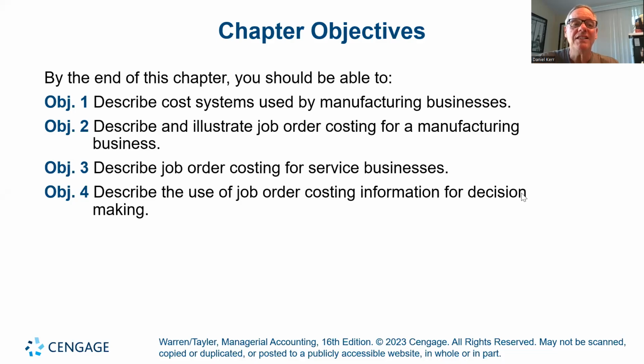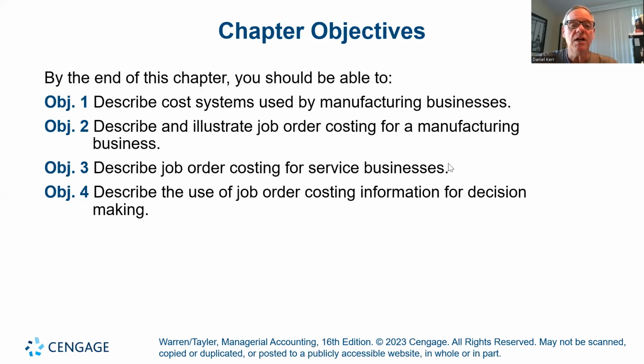So we've got 4 objectives, and in this little video, I'll cover off objective 1 and most, but not all, of objective 2. So I'll just focus on those first 2. So we want to describe the cost system used by manufacturing businesses. How is it they keep track of their materials, their labor, and their overhead costs and assign them to products?